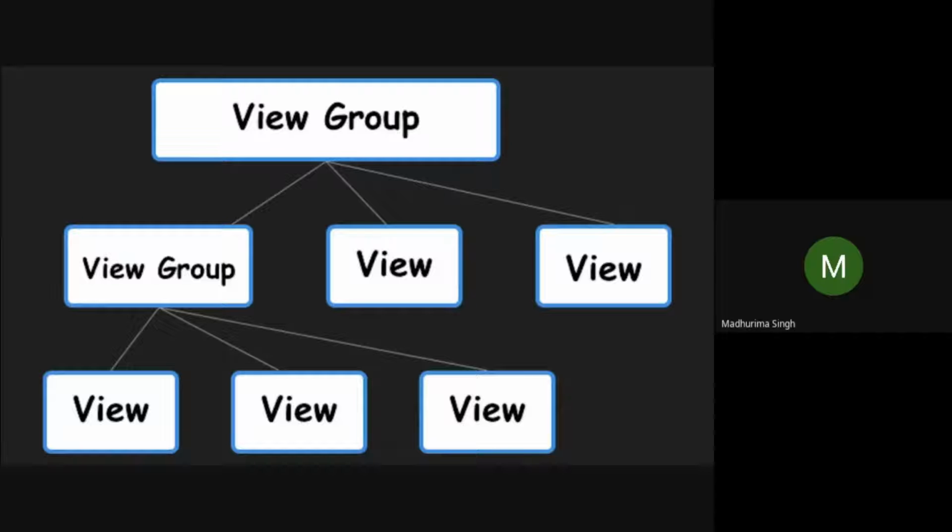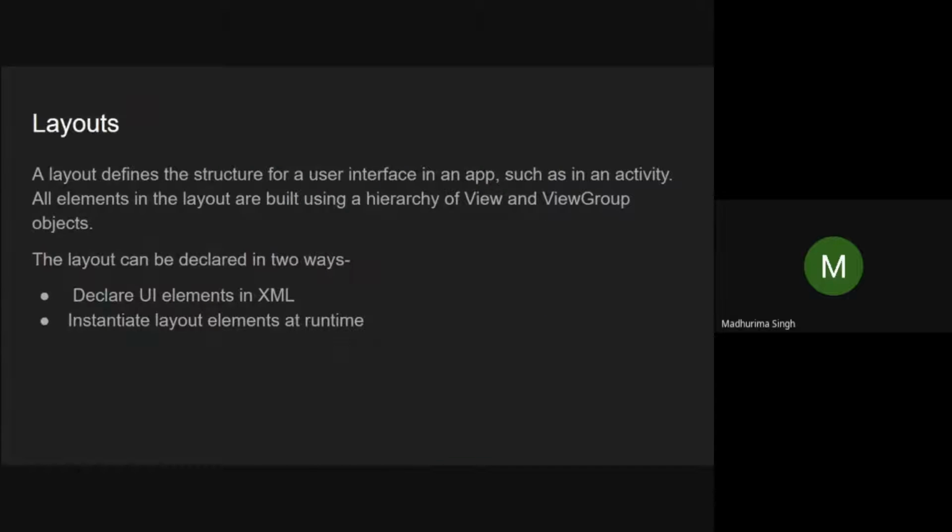A layout defines the structure for a user interface in an app, such as in an activity. All elements in the layout are built using a hierarchy of view and view group objects. A layout can be declared in two ways. First, it can be declared using UI elements in XML. Second, it can be declared by instantiating layout elements at runtime.